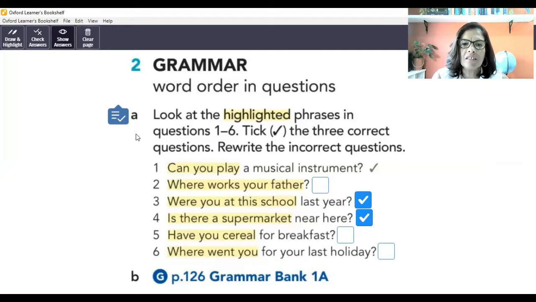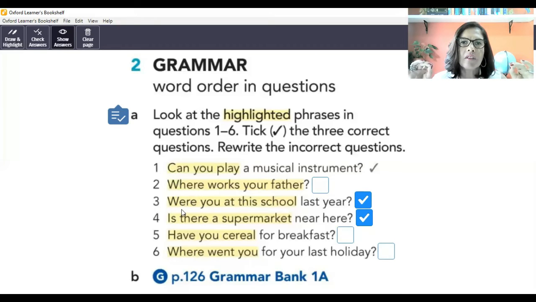So you need to tick the correct ones, right? So number 1, that was okay. Number 3, were you at this school last year? Good, right? So last year, simple past, and I am using the verb to be in the past. Were you? Were is the past of are, okay? Are you? Were you? Just be careful with the pronunciation.